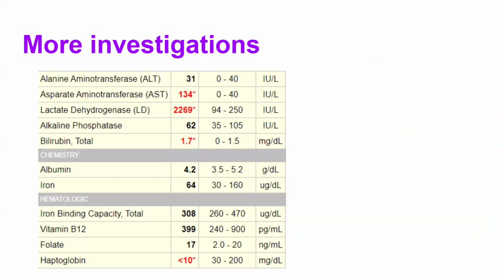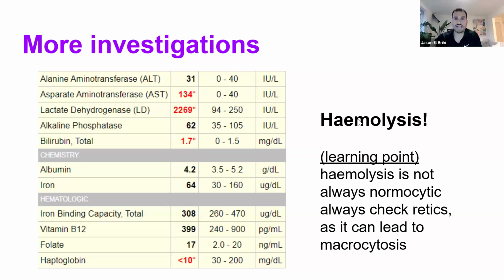So it looks like there's a raised AST and LDH and bilirubin with a low haptoglobin, so possibly consistent with hemolysis. Beautiful, excellent. Great. So remember, if you go back to the original slide, I said hemolysis is typically a normocytic anemia, which it is. But if you have elevated reticulocytes, it's going to present as macrocytic. So remember, you can't judge everything.